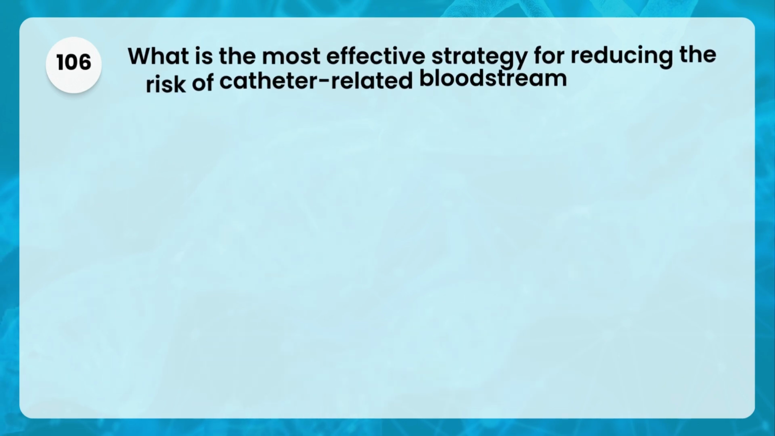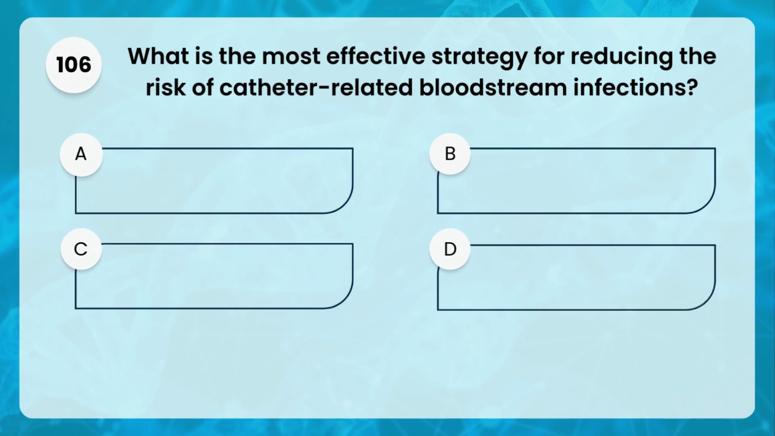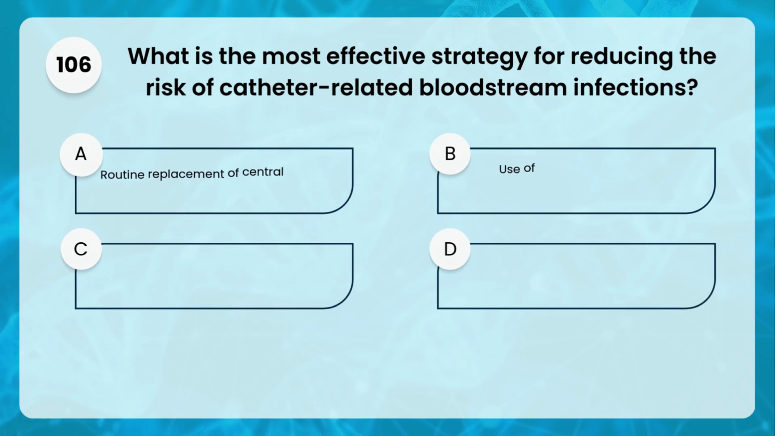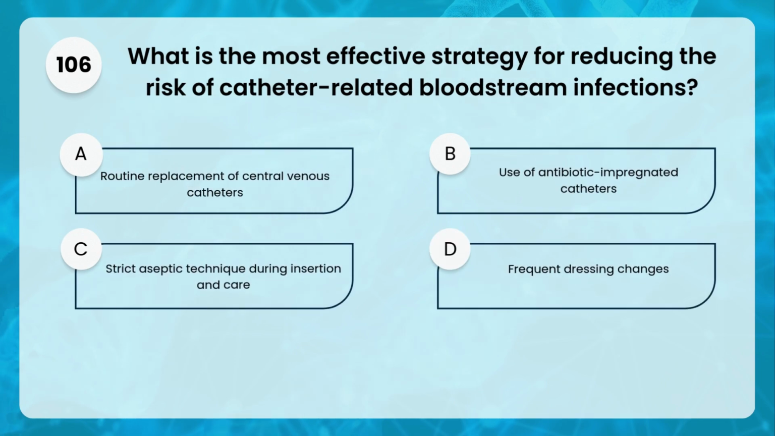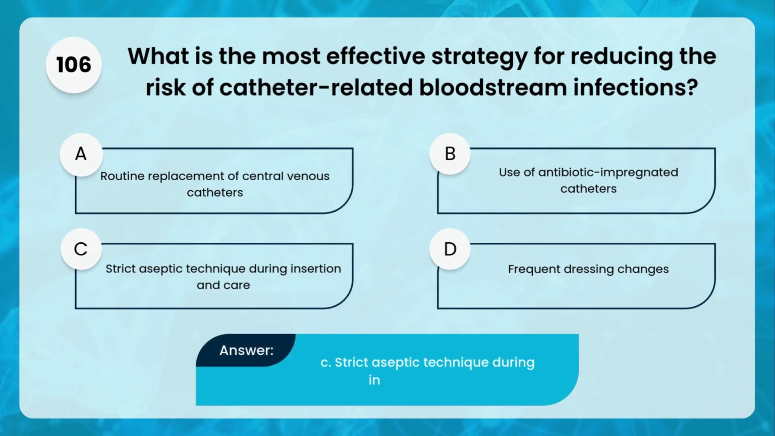106. What is the most effective strategy for reducing the risk of catheter-related bloodstream infections? A. Routine replacement of central venous catheters. B. Use of antibiotic-impregnated catheters. C. Strict aseptic technique during insertion and care. Or D. Frequent dressing changes. The answer is C. Strict aseptic technique during insertion and care.